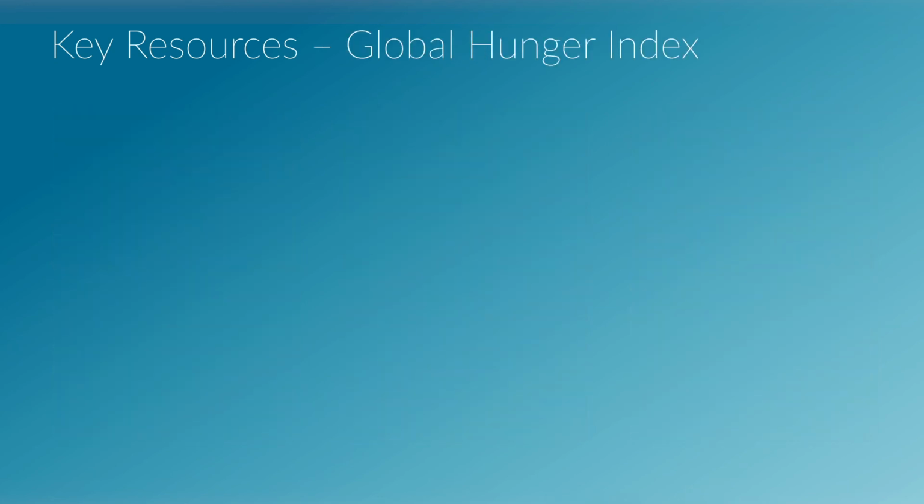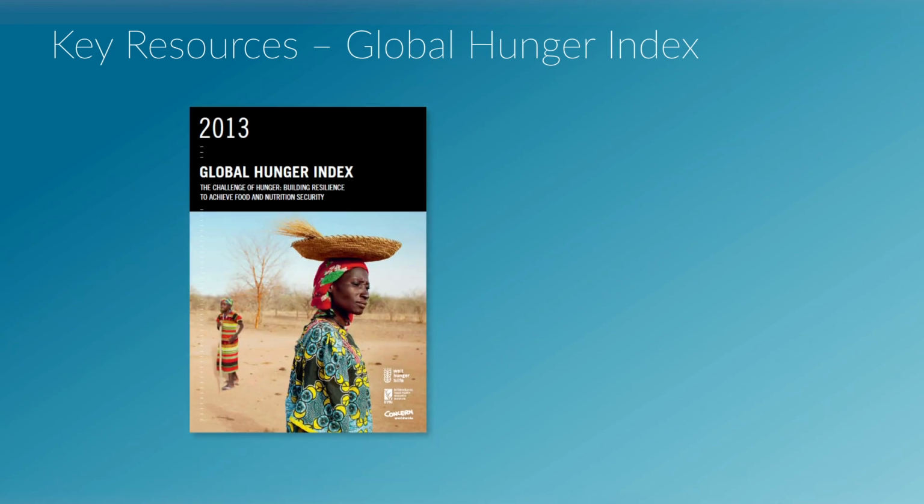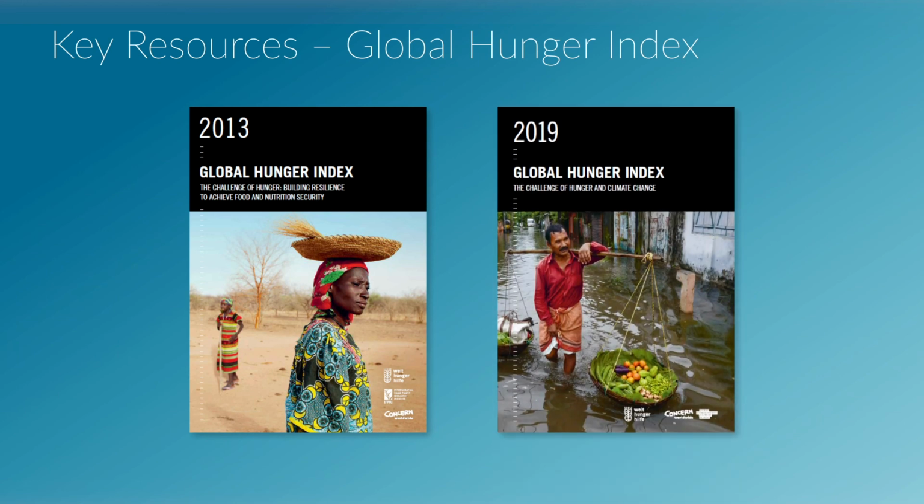Also relevant, the yearly Global Hunger Index publications. Every year has a specific topic of focus. In 2013, the report focused on resilience. In 2019, the latest report, the focus is on climate change.